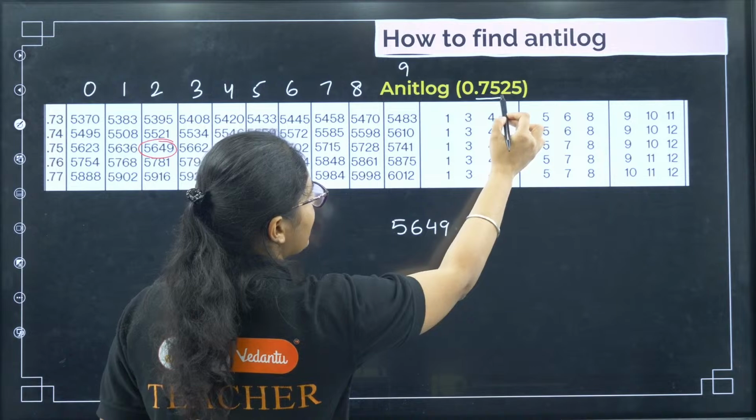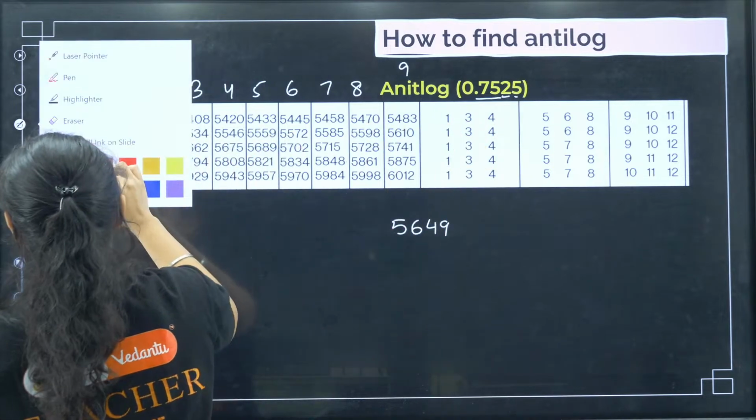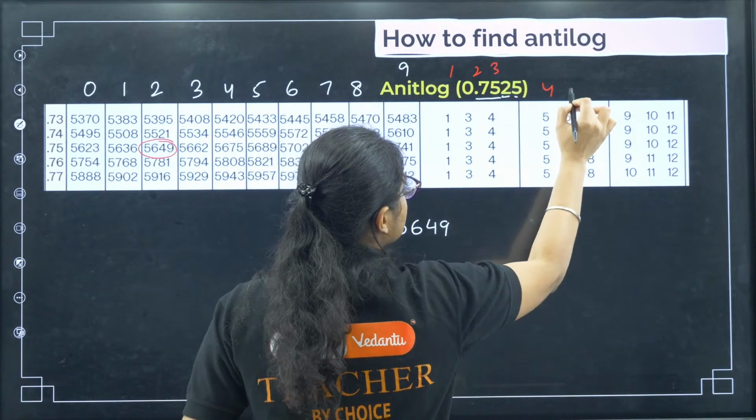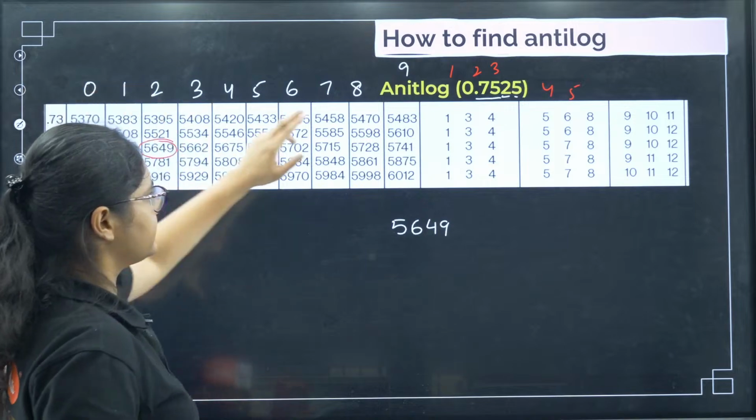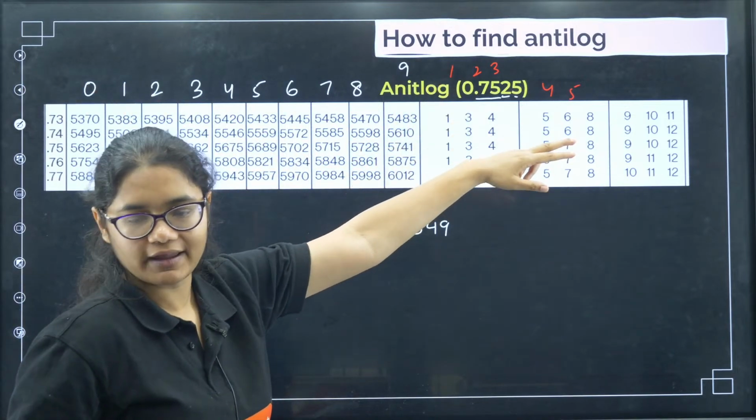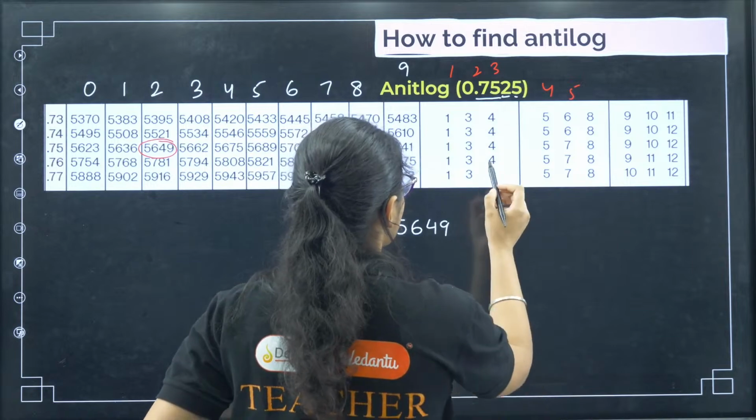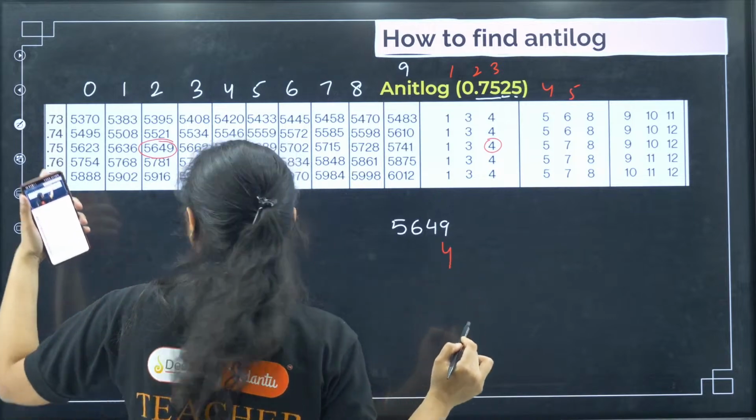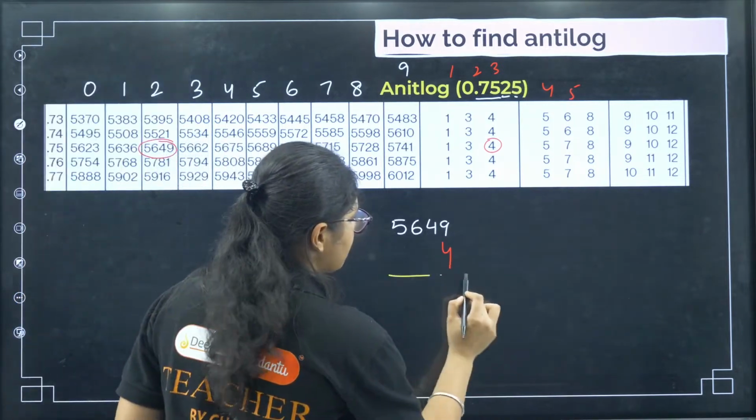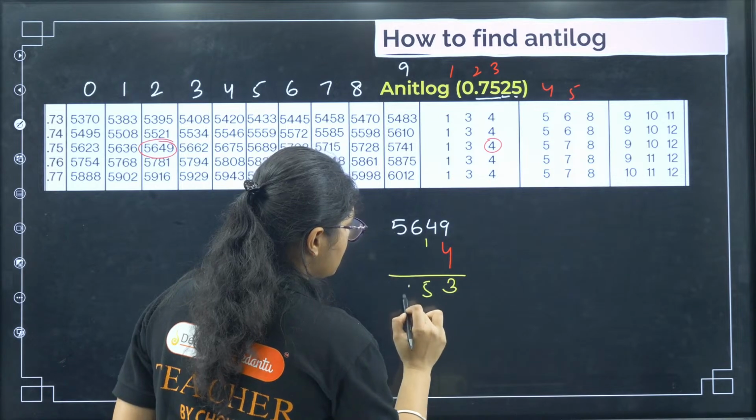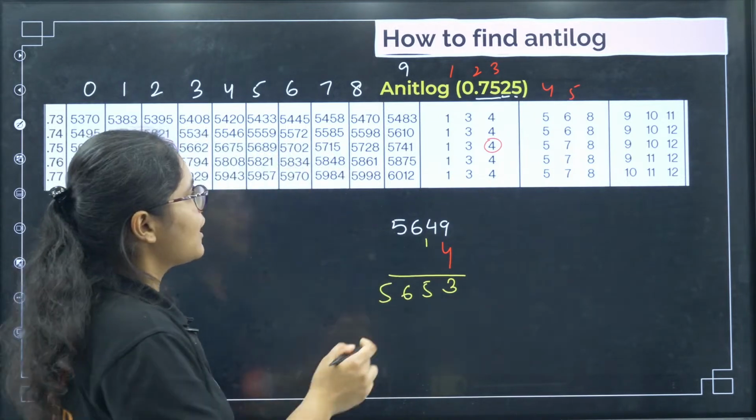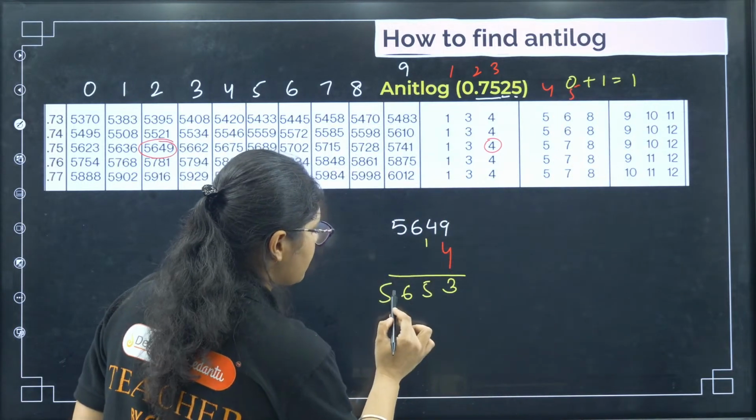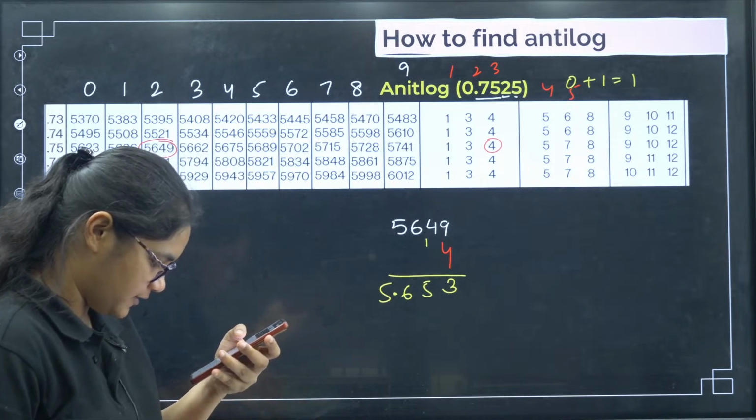Next again I have 5 here, so this one is also like this. This one starts from 1, so please be very careful here. See, this starts from 0, but this starts from 1. 1, 2, 3, 4, 5. So the fifth one is 4 here, right? So I will add 4 here. 9 plus 4 is 13, so I got 5653. Now before the decimal there is 0. 0 plus 1 is 1. So after 1 place I will add the decimal and I will get 5.653.